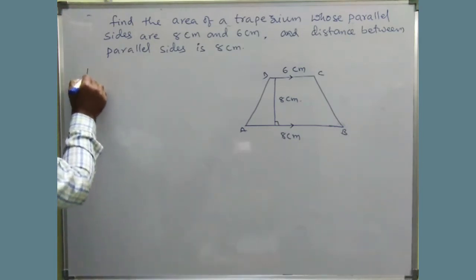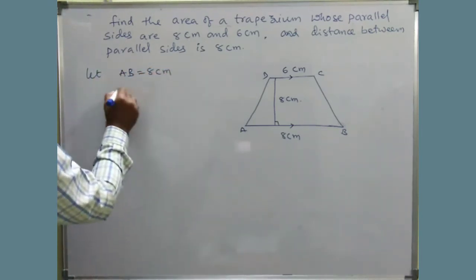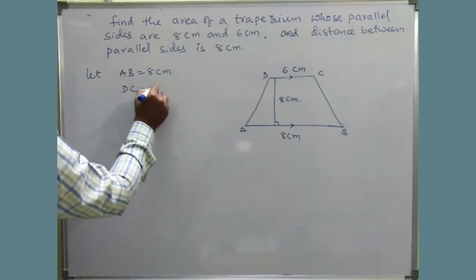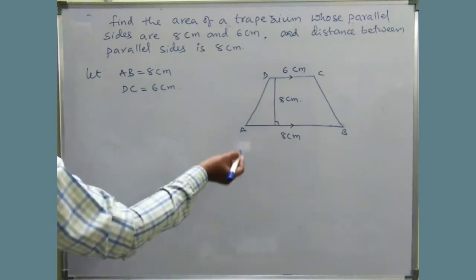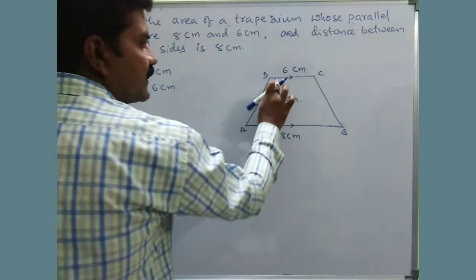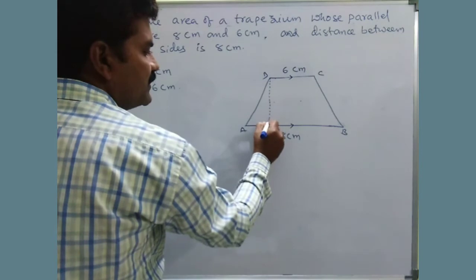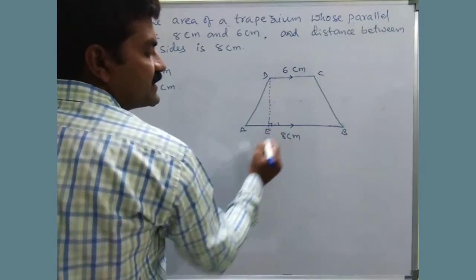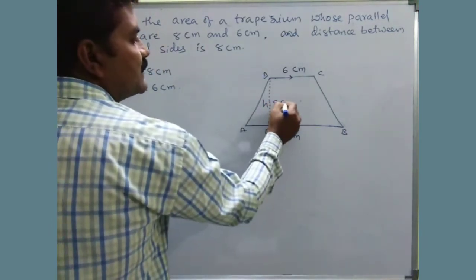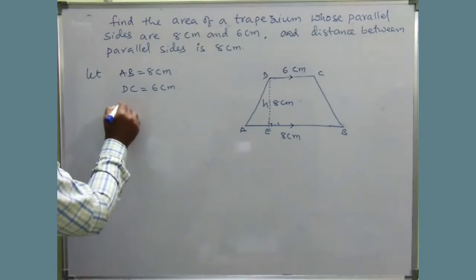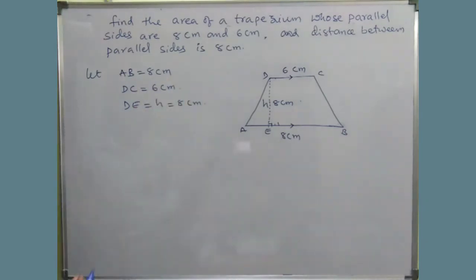So assume that let AB is equals to 8 centimeters, DC is equals to 6 centimeters, and let it be the height. Do one thing. Better draw the perpendicular from D to AB. See that which meets at E, which is nothing but height of the trapezium, which is provided as 8 centimeters. So DE, which is equals to H, which is equals to 8 centimeters.